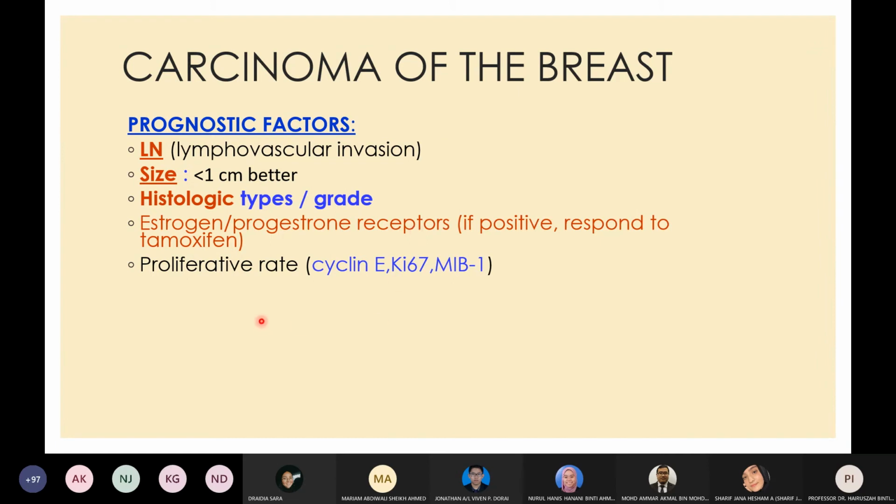The other thing is proliferative rate, which we also do in the lab. It's not as important, but it indicates how fast the cells are proliferating. If the proliferative rate is very high, say 100%, that is not good, because it indicates the cancer cells are fast growing, which is not good for the patient.